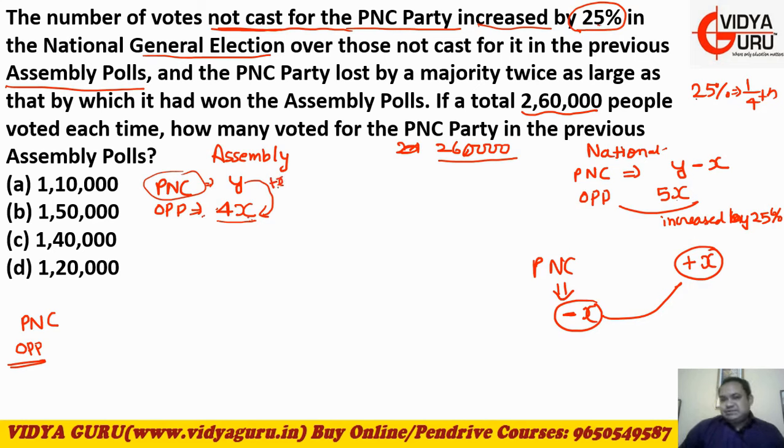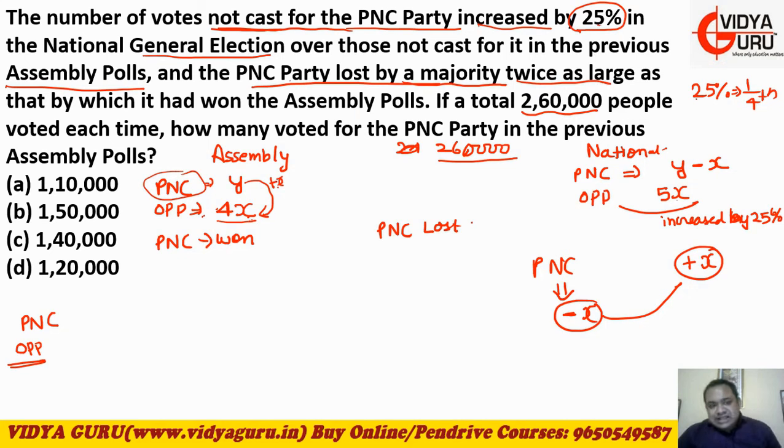Now coming to the question, it says because of this transfer of vote PNC party lost. So PNC party lost. So last time PNC had won, and this time PNC lost. Second time PNC lost. So it is being said that this time PNC lost by a majority twice as large as that by which it had won the assembly election. So last time PNC had won. So let's find the majority.